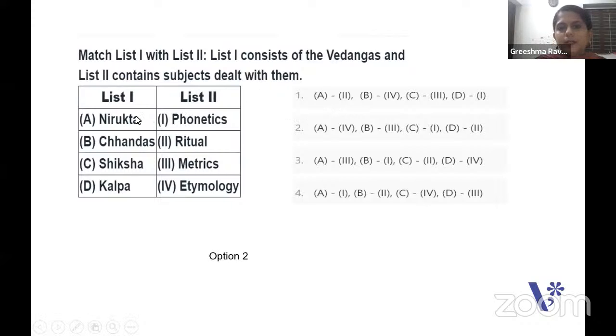Okay, so A, Nidukta. Nidukta is related to etymology, right? Then Chanda is related to metrics. Then Shiksha is related to phonetics, and Kalpa related to ritual. Kalpa, ritual. In class, we used to give gestures to remember hand, eye, ear. There are certain organs connected to all these Vedanga. Connect that knowledge, then it will be easy for you to remember. Okay. Chanda was based on leg. Remember?